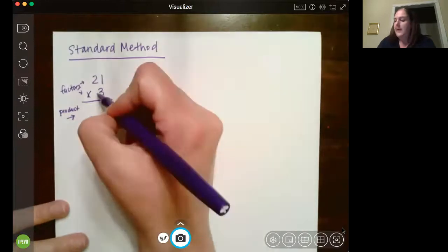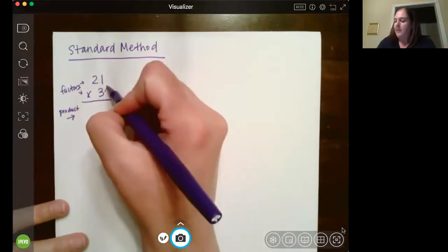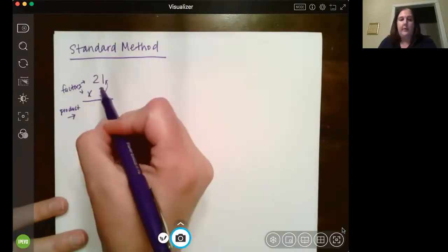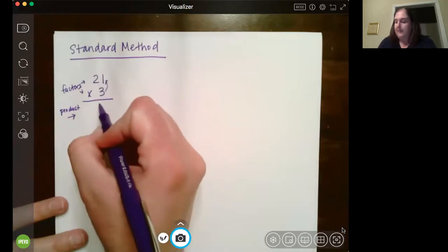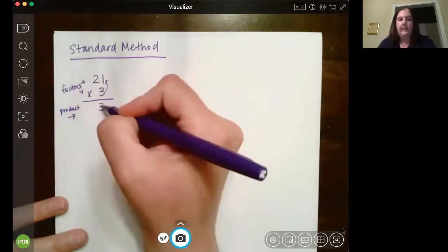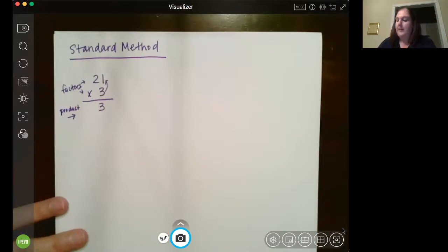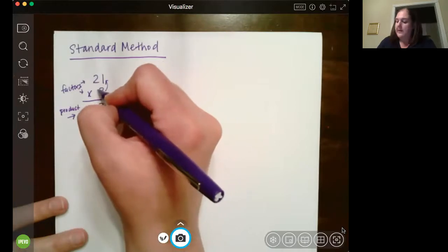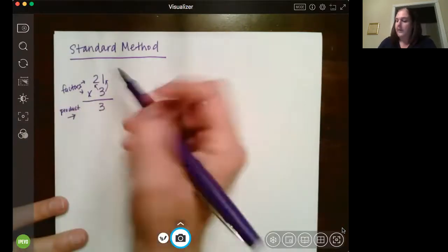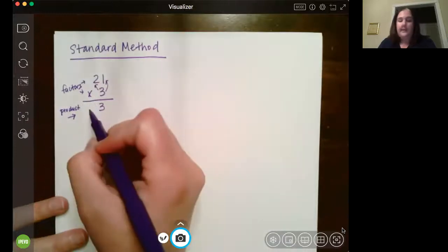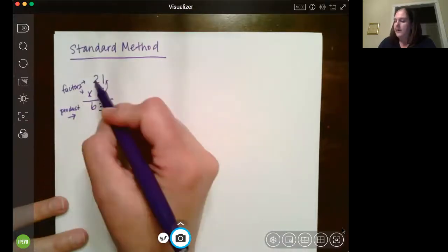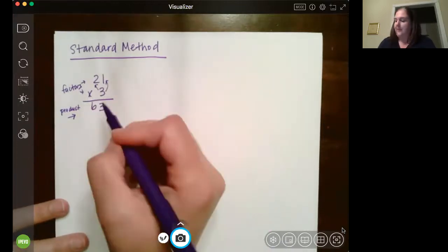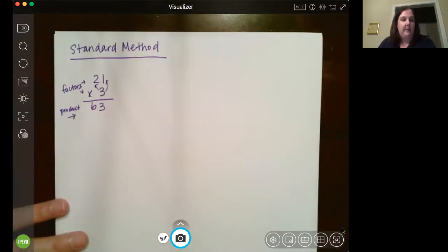All right, so I'm going to take my 3, and the first thing I'm going to multiply it times is the 1 because it's in the ones place. So 3 times 1 is 3, and I'm going to put my 3 right underneath that. Now I've already multiplied my 3 times the 1, so now I'm going to take my 3 times the 2. 3 times 2 is 6, and it's going to go right underneath the 2, because that's really 60 since it's in the tens place. So my product is 63.